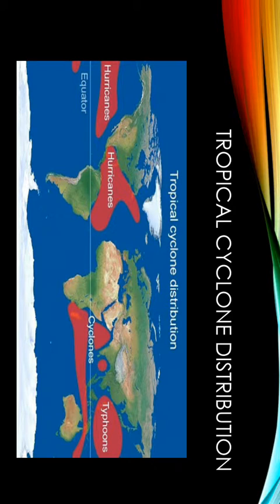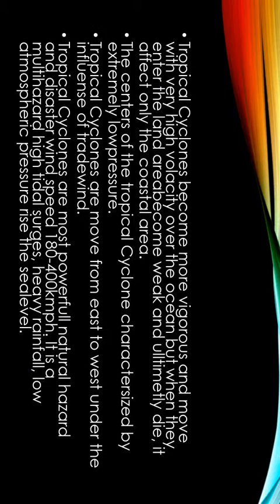This is the distribution of tropical cyclones. In the Indian Ocean, it is called a cyclone. In the Pacific Ocean, it is called a typhoon, and in the Atlantic Ocean, it is called a hurricane. Tropical cyclones become more vigorous and move with very high velocity over the ocean, but when they enter the land area, they become weak and ultimately die. They affect only the coastal area.